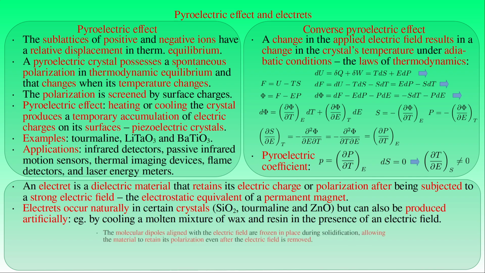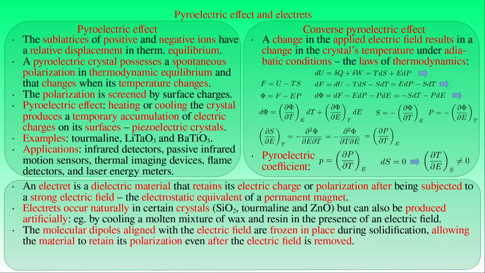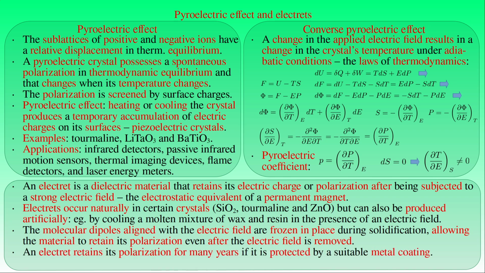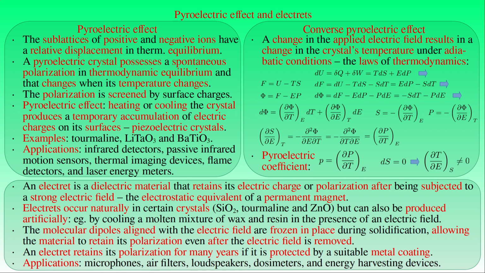In this way, the molecular dipoles which become aligned with the applied electric field in the liquid state are effectively frozen in place during solidification, allowing the material to retain its polarization even after the electric field is removed. An electret can retain its polarization for many years if it is protected by a suitable metal coating that prevents stray ions from the surrounding air from reaching the surface and neutralizing the surface charges. Electrets are widely used in electret microphones, electrostatic air filters, loudspeakers, radiation dosimeters, and energy harvesting devices because their permanent polarization provides a stable electric field without the need for an external power supply.